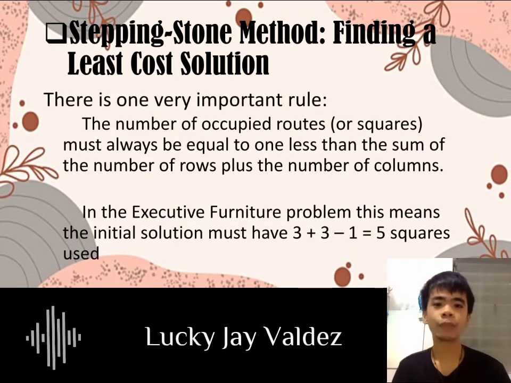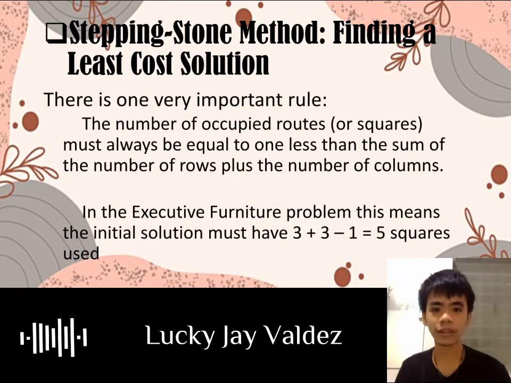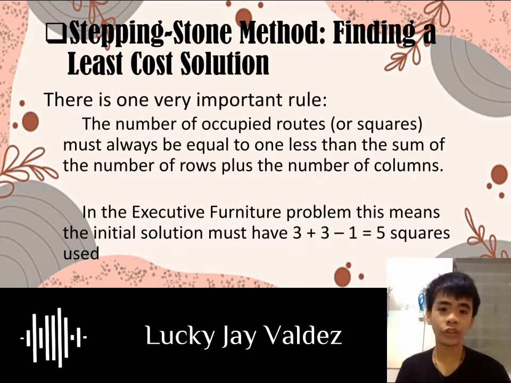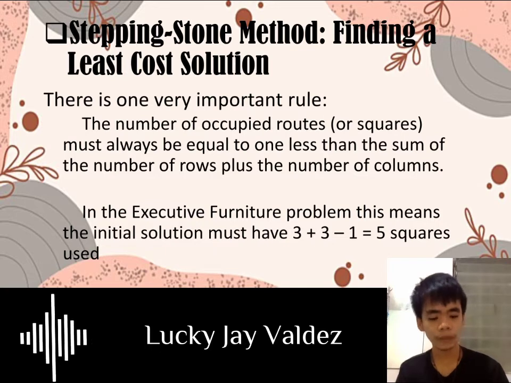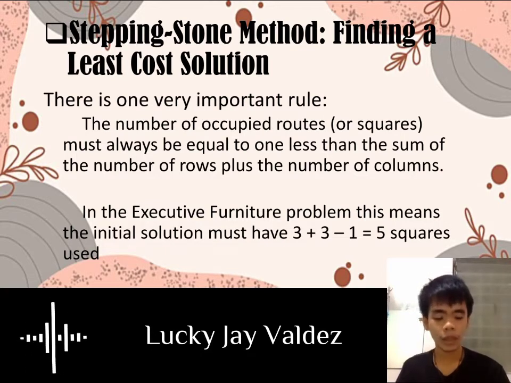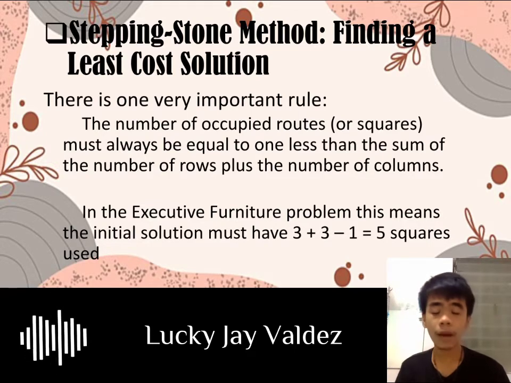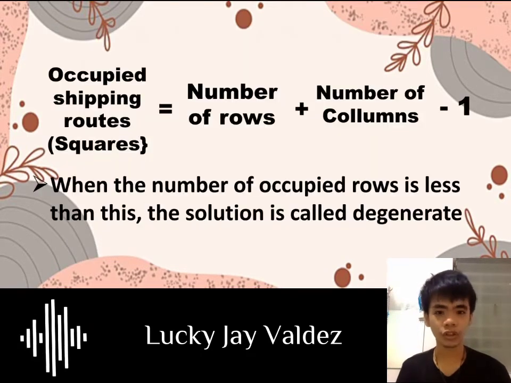At this point of our report, we're going to talk about the ways of finding the least cost solution using the stepping stone method. So, first of all, we're going to talk about the very important rule in finding the least cost solution. So here, the number of occupied routes or squares must always be equal to 1 less than the sum of the number of rows plus the number of columns. So we have here the formula, guys. So ito na yung formula natin to find the least cost solution.